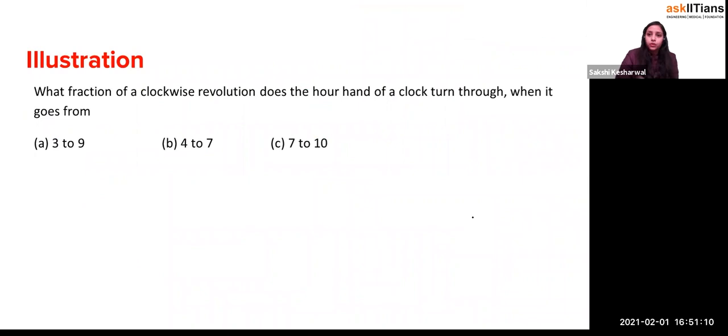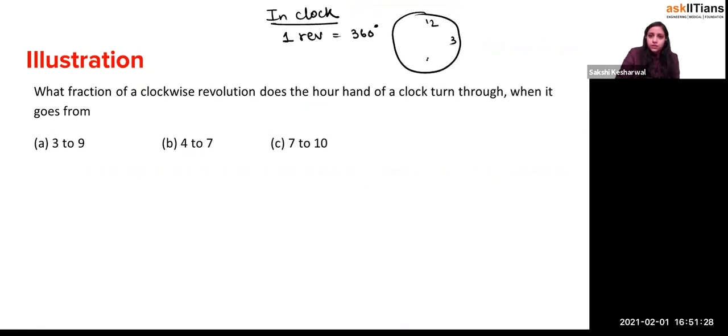Now one more thing I really want to say over here, like in a clock. Let's talk about a clock. In a clock, one revolution is equal to how much, beta? 360 degrees, right? So if you have a clock, you have 12, this is 3, this is 6, and this is 9. Here 1, 2, 4, 5, 7, 8, and this is 10 and this one is 11, right? Now, this 360 revolution has been divided into how many parts? 12 parts. Yes.